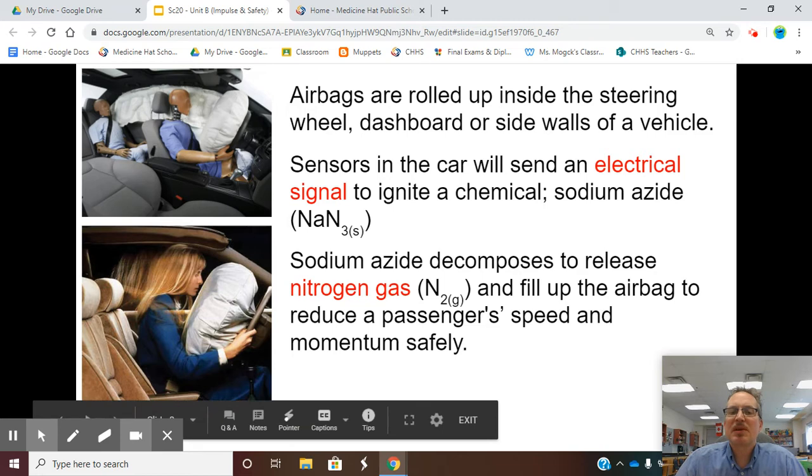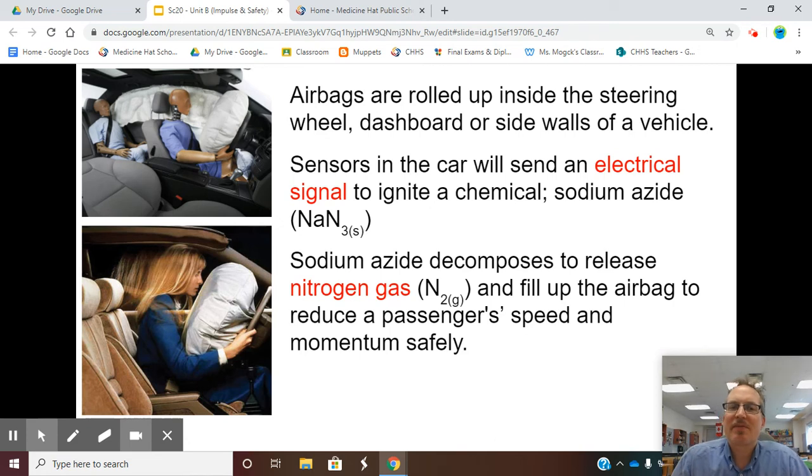So, because most people come in and they don't know a lot about airbags, and you're at the age where driving is important to you, I just wanted to give you some information. Airbags are rolled up inside the steering wheel, dashboard, or sidewalls of a vehicle. There's a sensor in the car that sends an electric signal to ignite a chemical, sodium azide. This sodium azide decomposes really quickly, and it releases nitrogen gas that fills up that airbag to reduce your passenger speed and your momentum safely. So again, very quickly, there's a decomposition reaction, and all of a sudden we're collecting a pile of nitrogen gas, and that inflates that airbag.